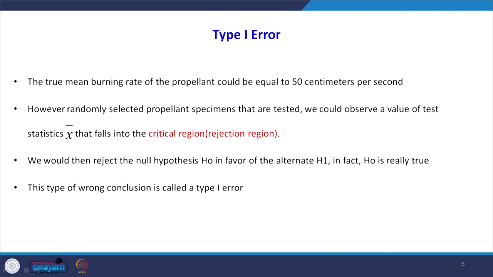We would then reject the null hypothesis H naught in favor of the alternative H1, when in fact H naught is really true. This type of wrong conclusion is called type 1 error. What is the meaning of type 1 error? Even though the null hypothesis is true, the x bar value lies on the rejection side, so we have rejected the null hypothesis. This is called type 1 error or incorrect rejection.